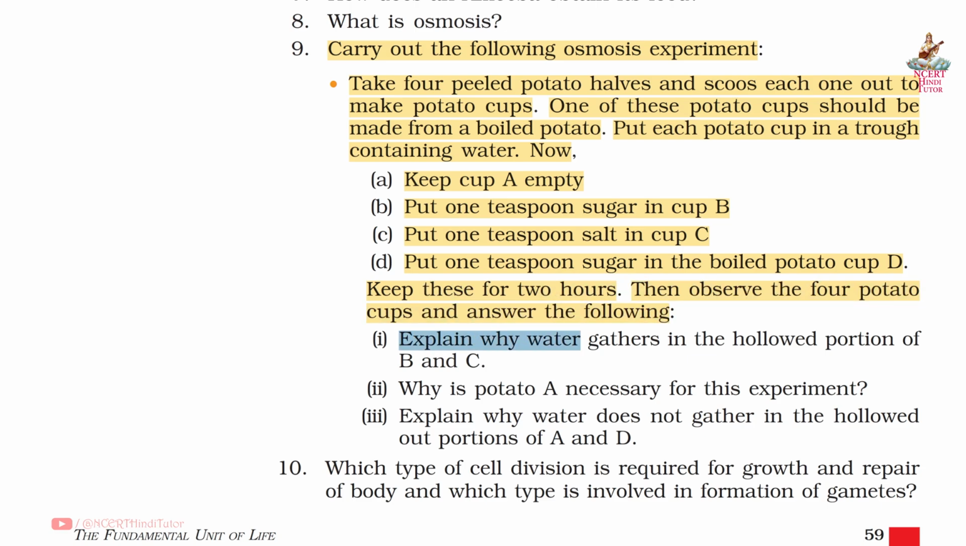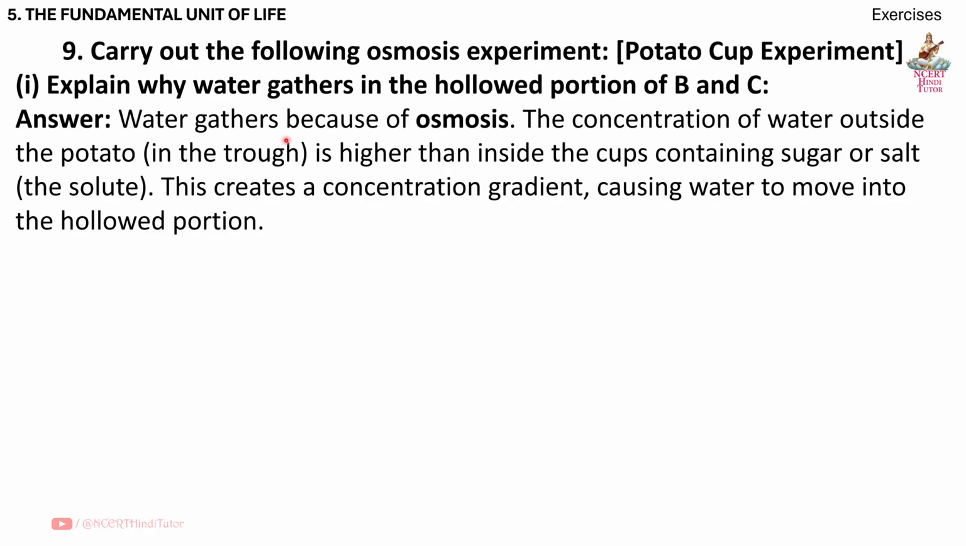First, explain why water gathers in the hollowed portion of B and C. Answer. Water gathers because of osmosis. The concentration of water outside the potato in the trough is higher than inside the cups containing sugar or salt, the solute. This creates a concentration gradient, causing water to move into the hollowed portion.